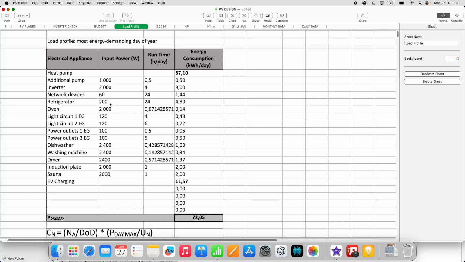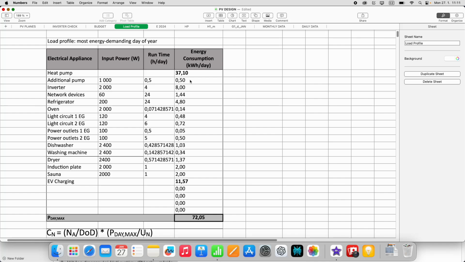The refrigerator is just an approximation. The actual consumption is probably going to be less because it doesn't run at 200 watts all day. It doesn't run at full power all day. That's just about it. But just to have it here, it's really nice.